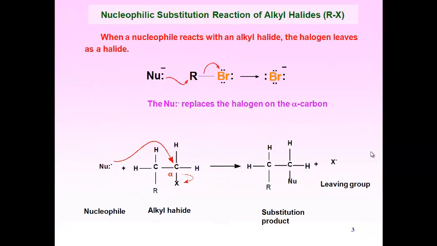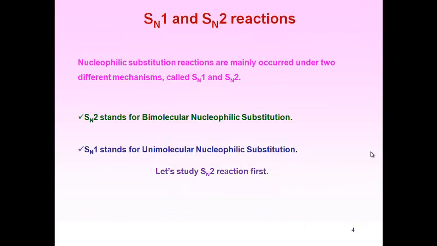Now, let us see the nucleophilic substitution reactions of alkyl halides. When a nucleophile reacts with an alkyl halide, the halogen leaves as a halide. That is, the nucleophile replaces the halogen on the alpha carbon. Nucleophilic substitution reactions mainly occur under two different mechanisms called SN1 and SN2. SN2 stands for bimolecular nucleophilic substitution. SN1 stands for unimolecular nucleophilic substitution.